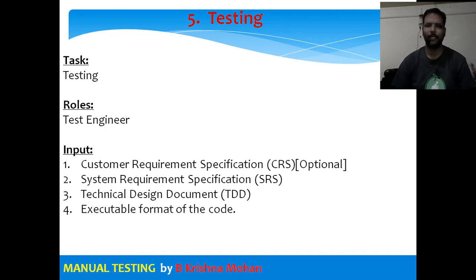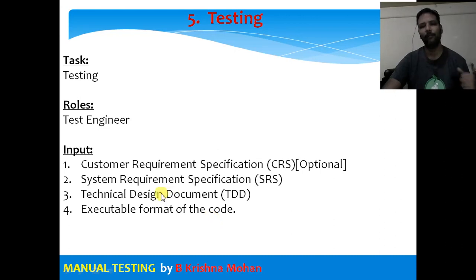Customer requirement specification, which means business requirement specification or business requirement document. Then we have a system requirement specification, that is the SRS. Then the technical design document, which means the high level design document as well as the low level design document. And the executable format of the code, that is the exe file from the developers.